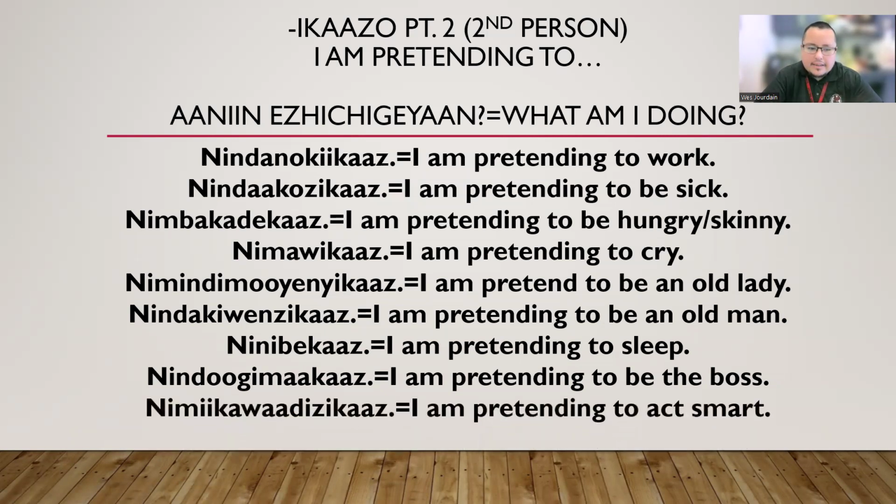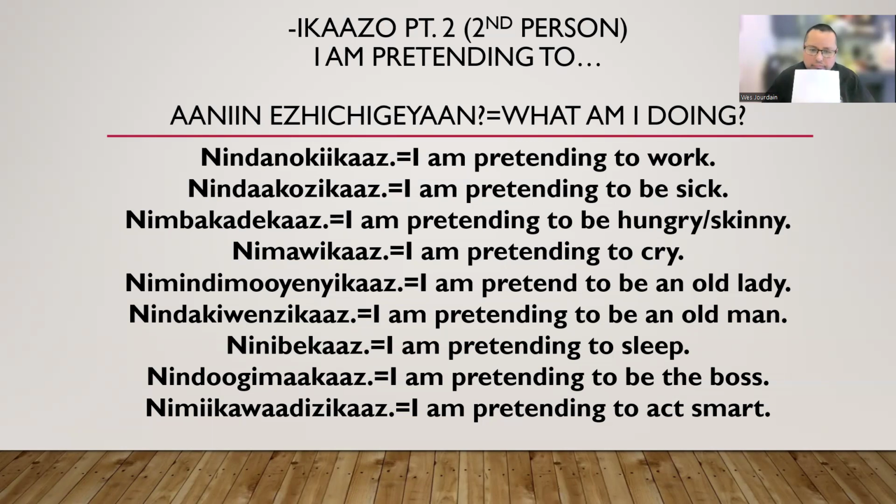Our last one says, Ani neji chigeyan. Nin. Ani neji chigeyan. You can throw nin in there. What am I doing? Because, well, I is already built in with yan. Right? Ani neji chigeyan. What am I doing? Maybe this last one, I don't know. Could you be pretending to read something? You're pretending to be smart. I don't know how you pretend to be smart.